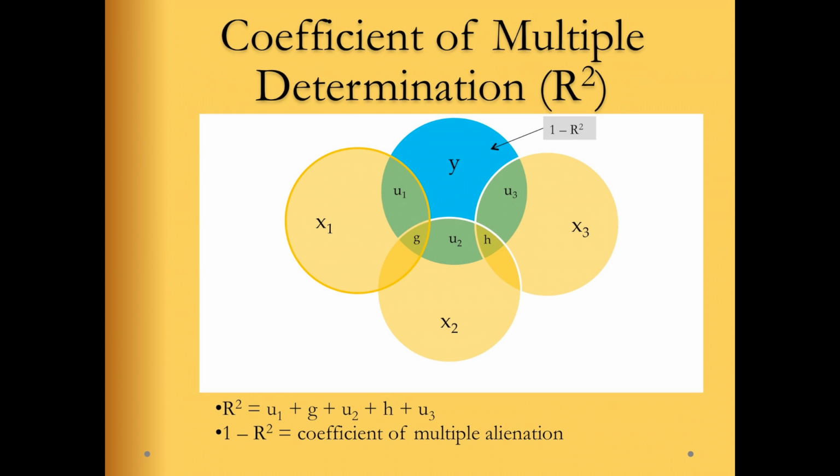This diagram helps visualize the prediction of Y by a model. Although the partial regression coefficient is based on the unique variance in Y predicted by a single predictor, say the area U2 for predictor X2, big R squared considers all regions of Y predicted by the model, both unique and redundant portions of prediction. Note that the coefficient of multiple alienation equals the variance in Y not predicted by or shared with the model.